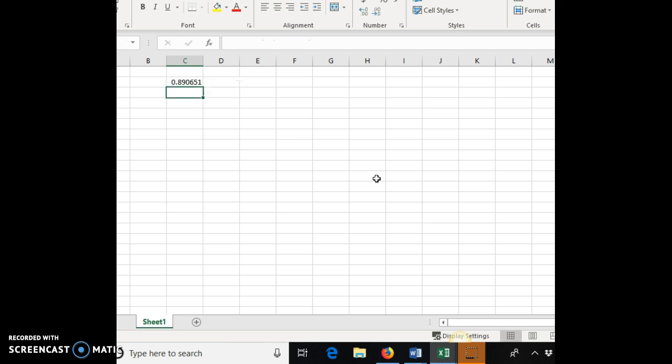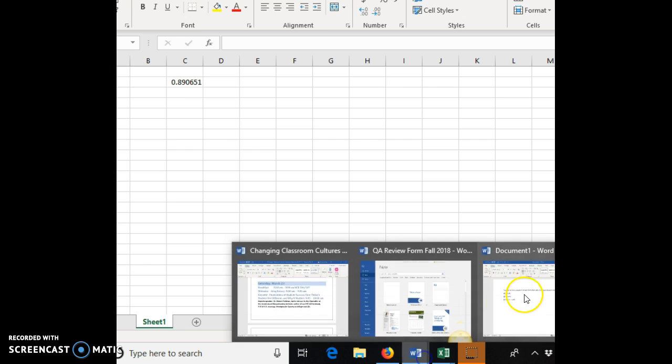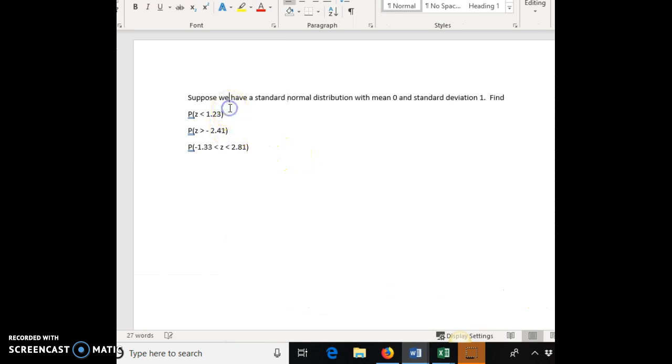So if I hit that, that's 0.890651. And of course, we can round that to whatever we need to in homework. Now, very important, let's notice the difference between this one and this one. Less than, we can always read straight off of Excel. If it's greater than, we're going to put our value of negative 2.41 in Excel in the same way we did the 1.23. But because it's greater than, we have to subtract what we get from 1.